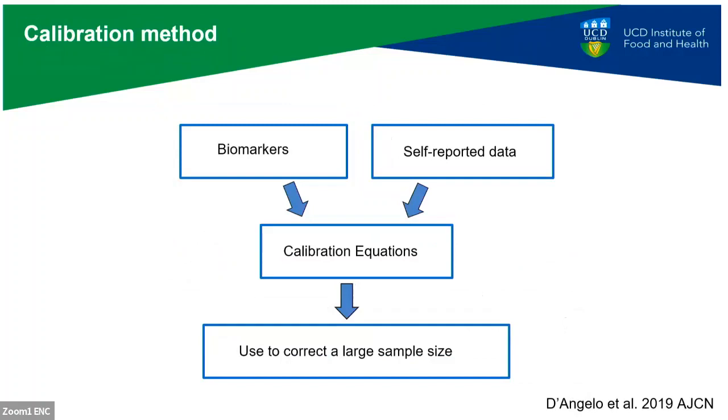So just to summarize that part then, this is a very nice example of how we use self-reported data, both in combination with the biomarker data. We model them and develop calibration equations, and we use those estimates then to correct the larger sample size. And this has really great potential applications when we move into large samples and when we move into studying epidemiology.